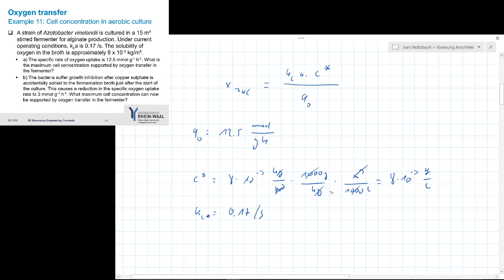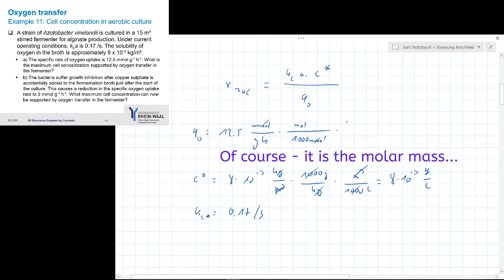Just check it always to be sure that things are correct. Now I need to convert this one, so I first convert the millimoles into moles. So 1 mole is 1000 millimole, and I have now gotten rid of the mole, and of course my oxygen concentration is 32 grams per mole.